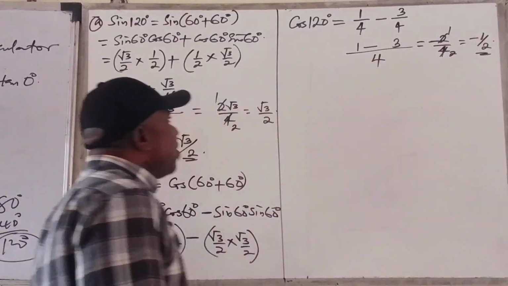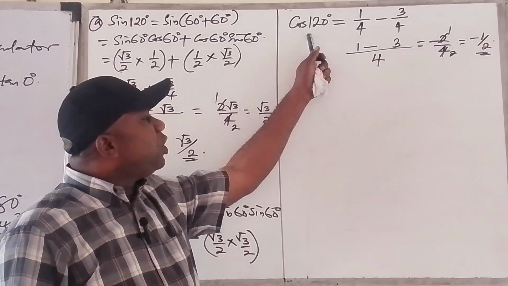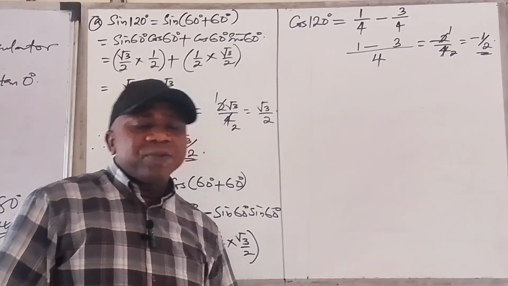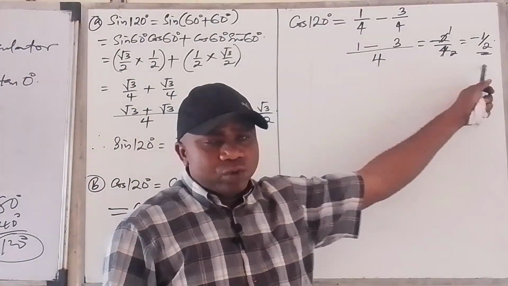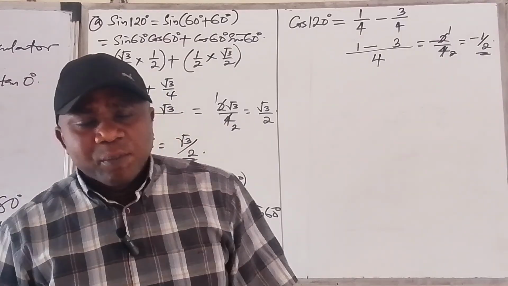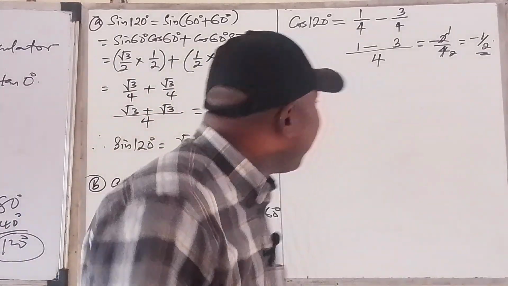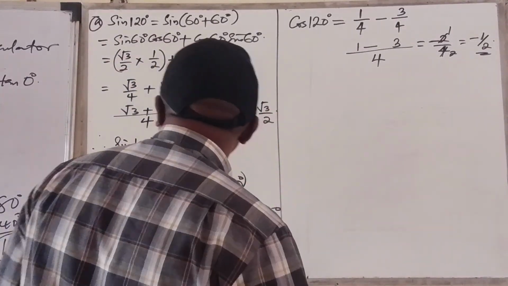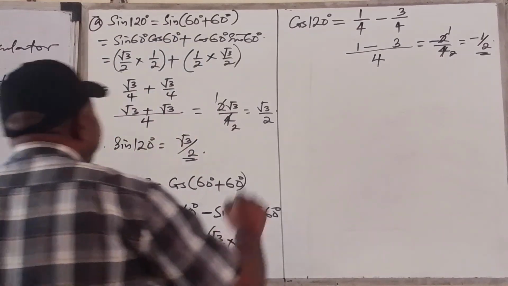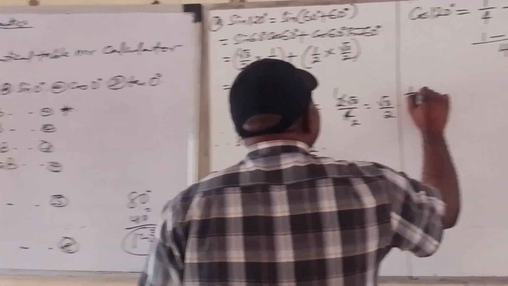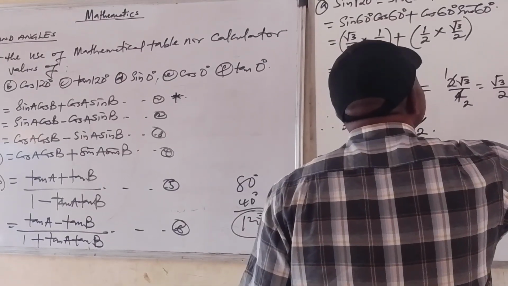Now if you punch your calculator, cos 120 will give you minus 0.5, which is the same thing as minus 1 over 2. That's the value of cos 120. Now let's look at tan. Let's look at tan 120 degrees.